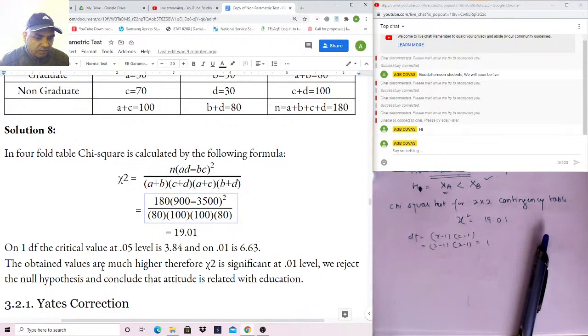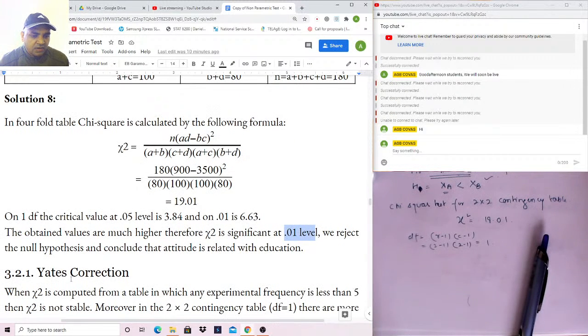So on 1 degree of freedom, the critical value of chi-square is 3.84, and this value is greater than this. Okay. And also at 0.01, this is 6.63. So this is far greater than this. So the obtained value is much higher. Therefore, chi-square is significant at the 0.01 level. So we reject the null hypothesis and conclude that the attitude is related with the education.